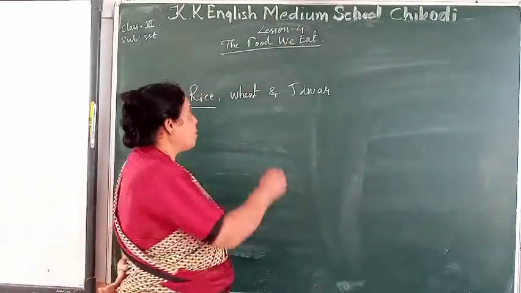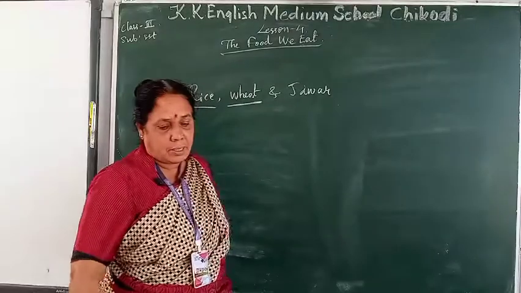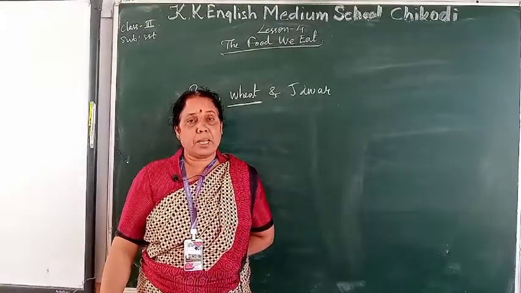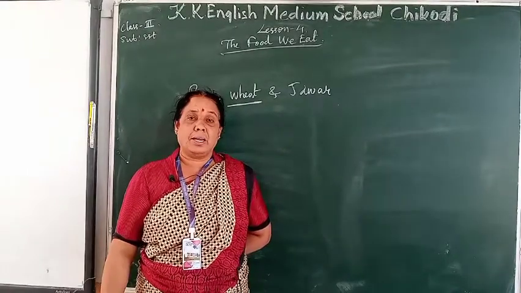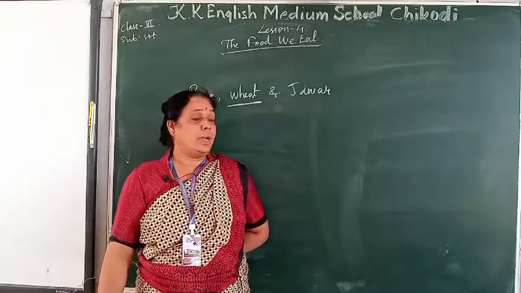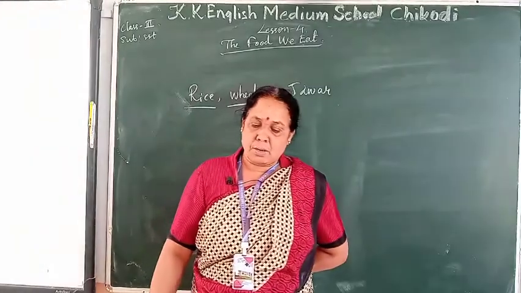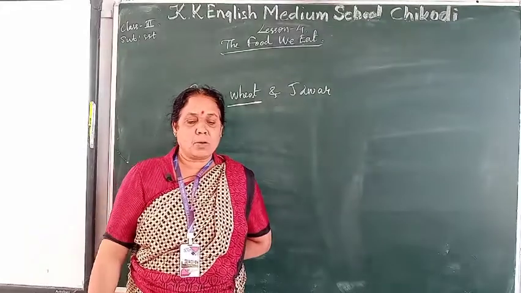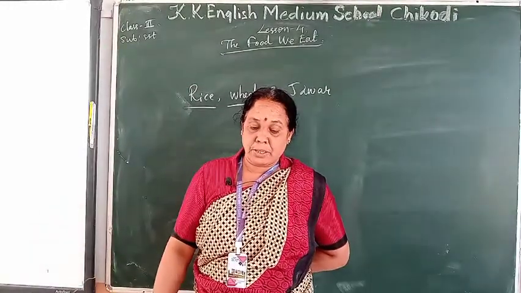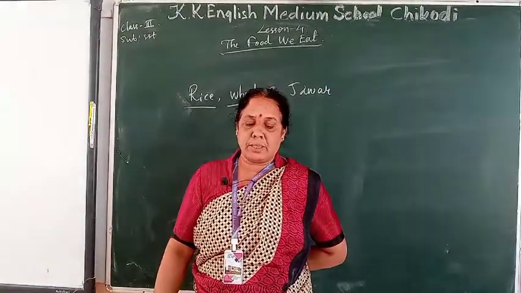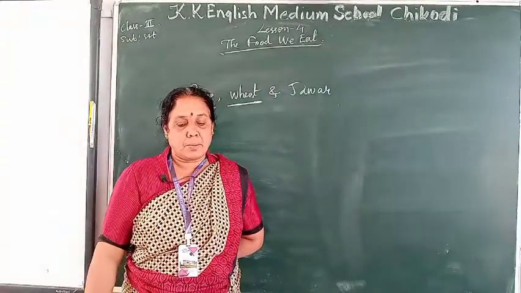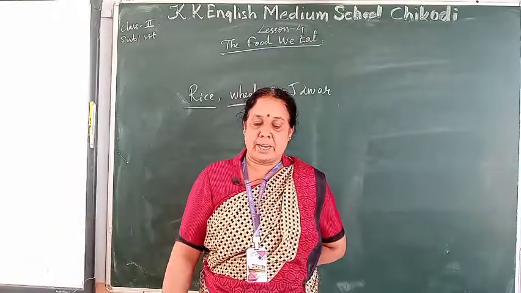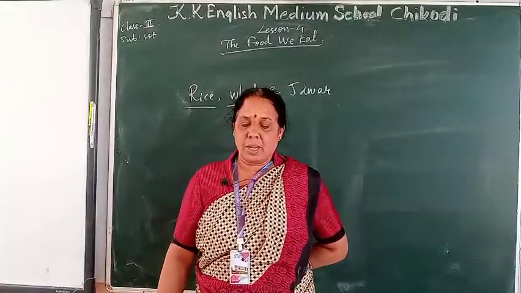Second one is about the wheat. The major wheat producing states in India are Uttar Pradesh, Punjab, and Haryana. In these states, wheat is a major crop. About the jowar, it is grown in hot and dry climate. The major jowar producing states in India are Maharashtra, Tamil Nadu, Karnataka, and Andhra Pradesh. In these states, jowar is majorly grown.